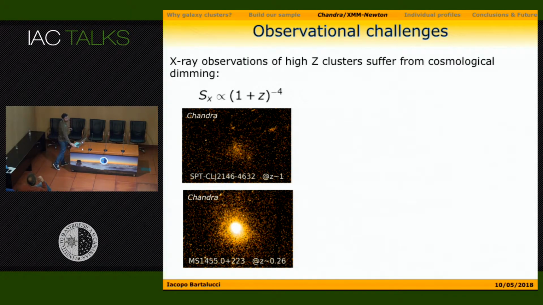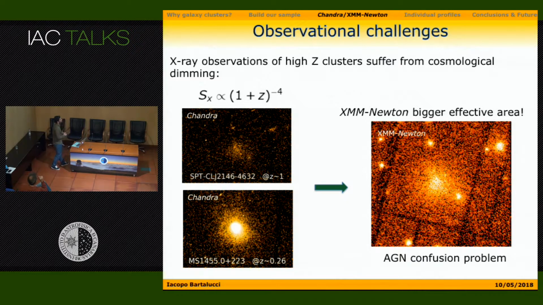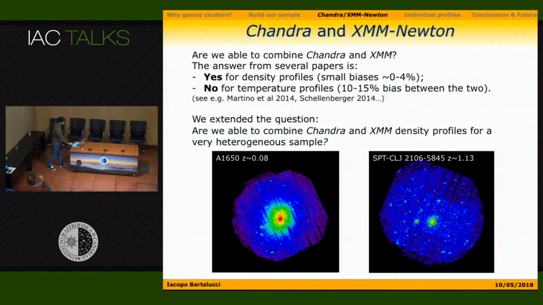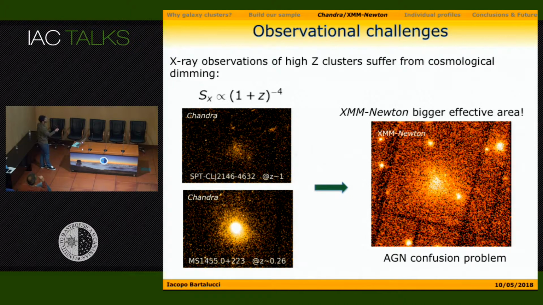In order to overcome this problem of the cosmological dimming, we turn to XMM-Newton because it has a bigger effective area. So you can clearly see in this XMM-Newton observation of the same galaxy clusters that I'm showing here, you are able to retrieve the flux that you lost because of the cosmological dimming. But you still have the problem of AGN confusion. For example, here you see that the point sources that you see with Chandra, so the AGN, in XMM-Newton you see as very large sources, which have angular sizes more or less similar to the object that we are looking at.